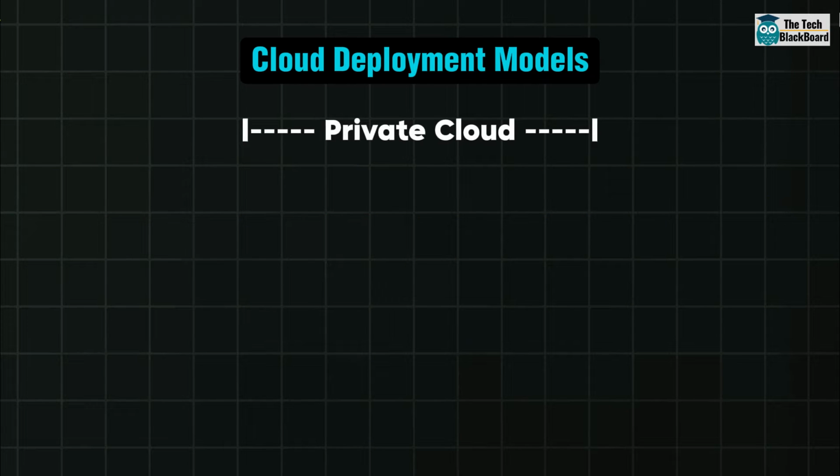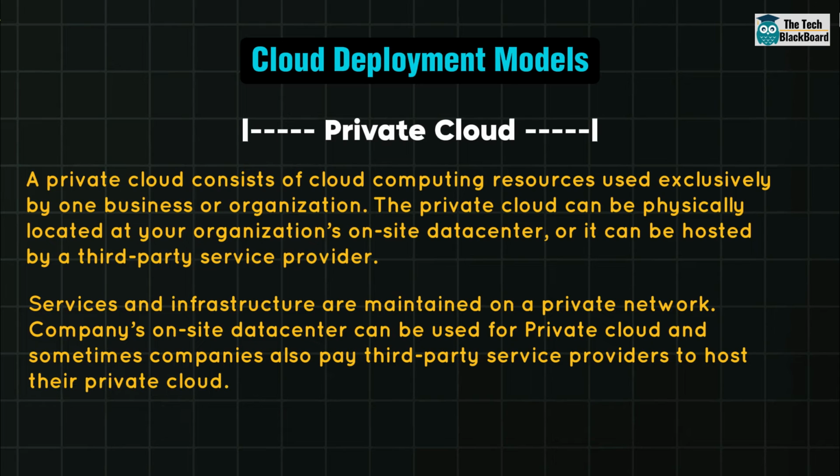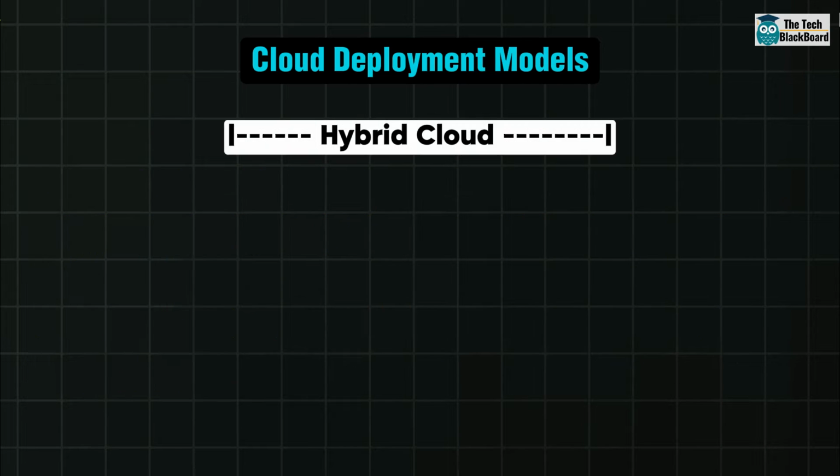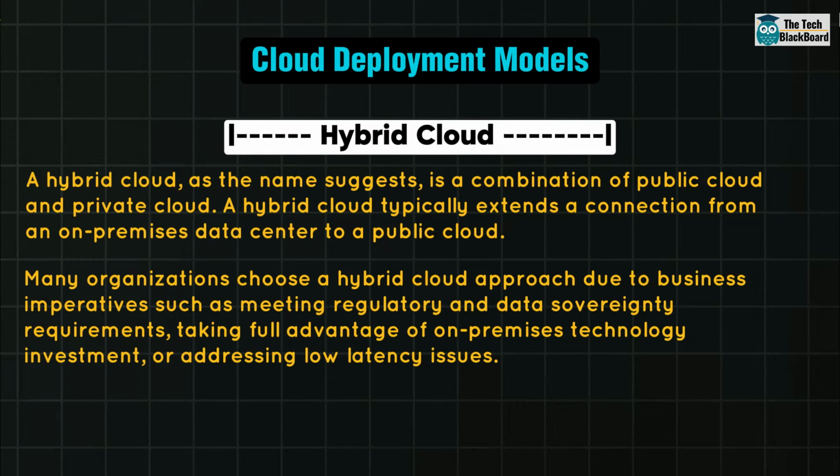And then we have private cloud. Private cloud is where the computing services are offered to users over the internet or a private internal network. Services and infrastructure are maintained on a private network. A company's on-site data center can be used for private cloud, and sometimes companies also pay third-party cloud providers to host their private cloud. Moving on, we have hybrid cloud. Hybrid cloud, as the name suggests, is a combination of public and private cloud. A hybrid cloud typically extends a connection from an on-premises data center to a public cloud.